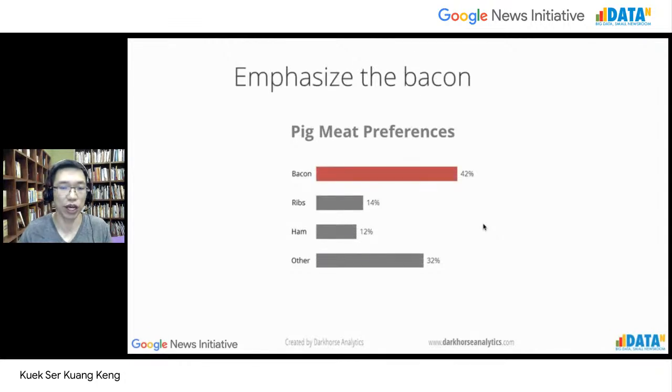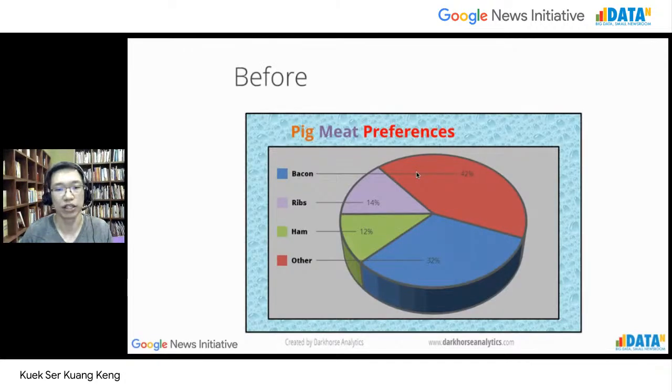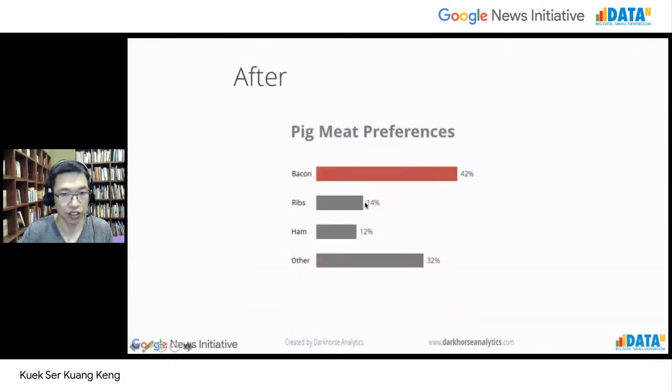Right? And look at the use of color. Okay. All bars are the same color except the one that they want to highlight. This is before and this is after. All right. So that is more effective, right?